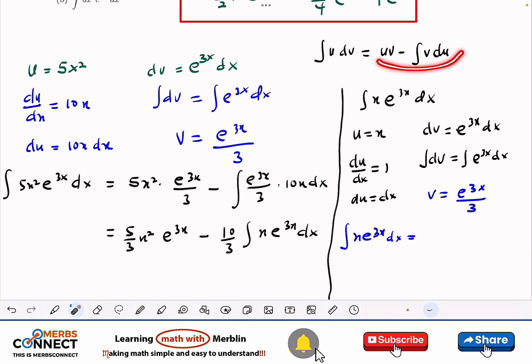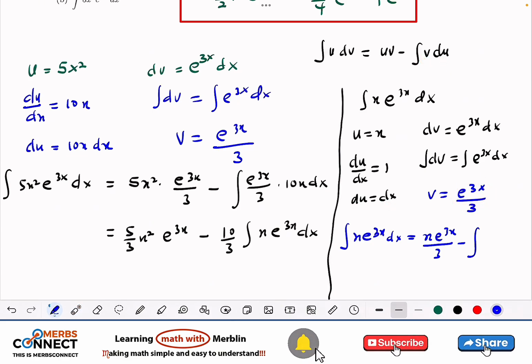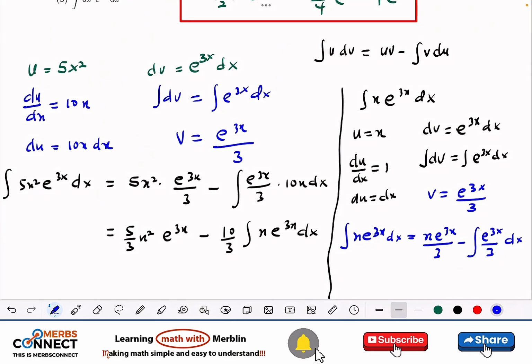now I'm applying the same formula again. So u times v, which will be x e to the power 3x divided by 3, minus the integral of v times du. So this is v, and du now is equal to dx. So I'm going to have e to the power 3x divided by 3 dx. Let me simplify this.